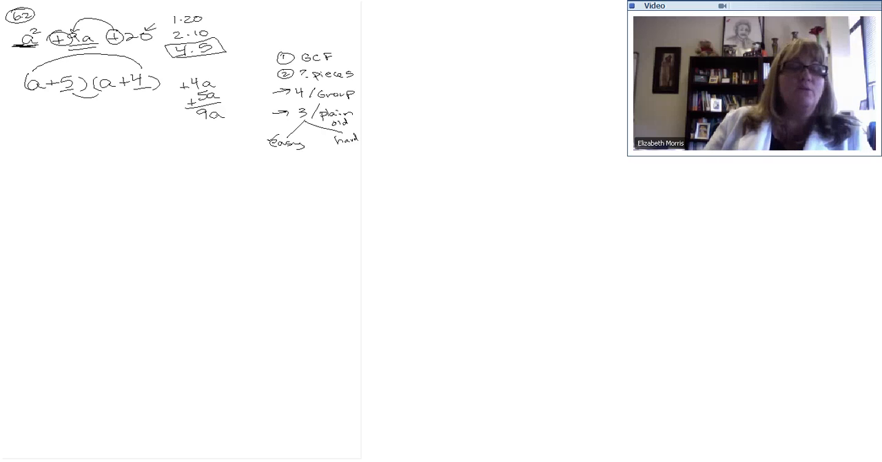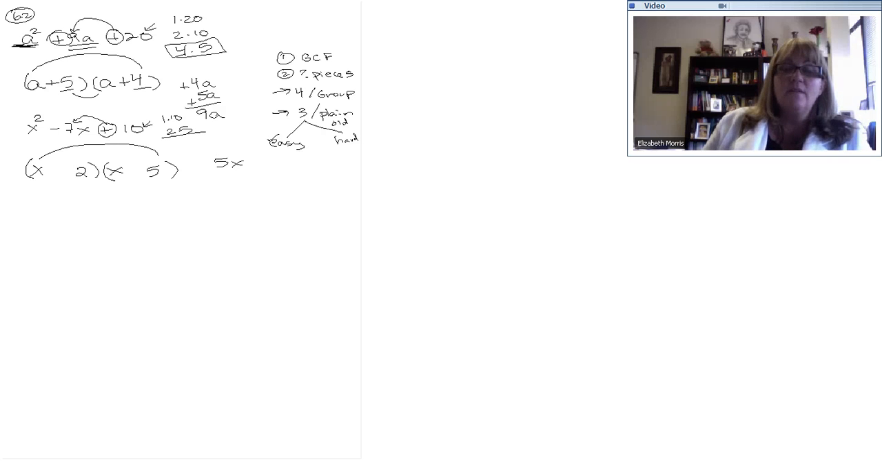All right, let's look at another one. What if I had x squared minus 7x plus 10? Okay, nothing we can take out. How many pieces? 3. Easy kind, because the 1 is in front of the x squared. So I know I get x and x. Now, I'm looking at 10. 1 times 10 or 2 times 5. Which one do I use? Well, which one adds up to 7? 2 and 5. Now look what we get. On the outside, we get a 5x. On the inside, we get a 2x. That adds up to 7x, but we need it to add up to a negative 7x. So they both have to be negative.